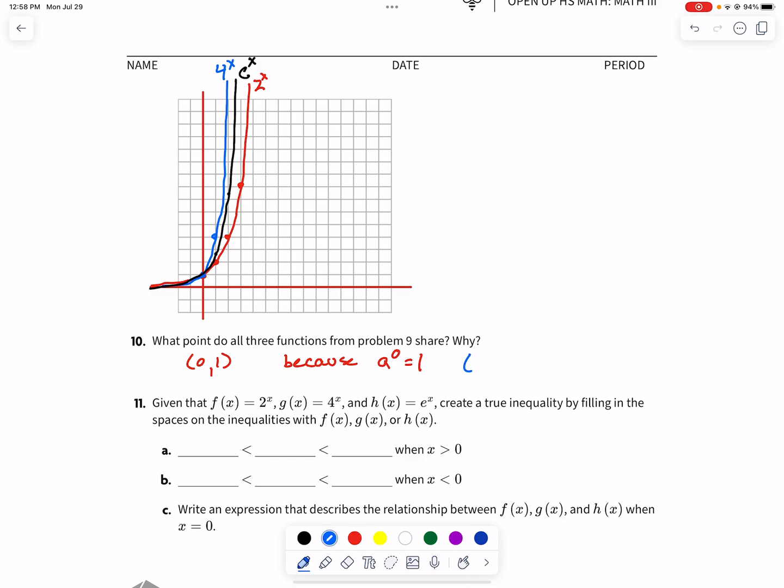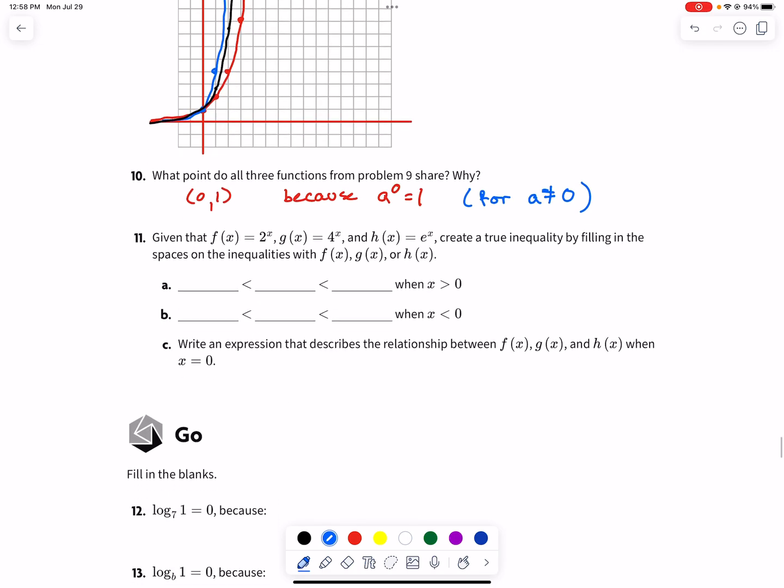Just a little note for you paying attention. That 0 to the 0 is not 1. Ask your calculator. It will say undefined. 0 to the 0 is trying to be two different answers at the same time. It's also trying to be 0 because of the base. All right.